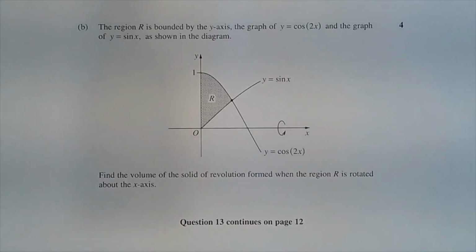Question 13b. The region R is bounded by the y-axis, the graph of y equals cos of 2x, and the graph of y equals sine of x, as shown in the diagram. Find the volume of the solid of revolution formed when the region R is rotated about the x-axis.